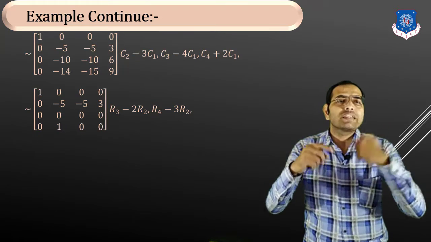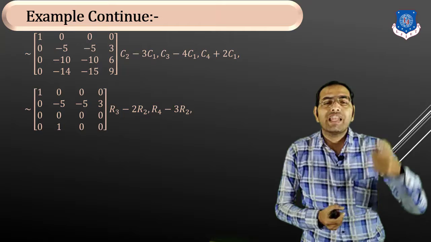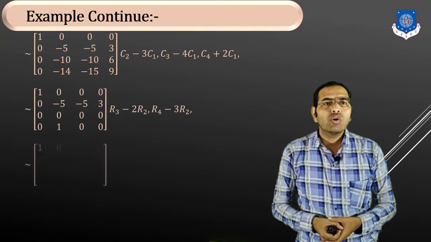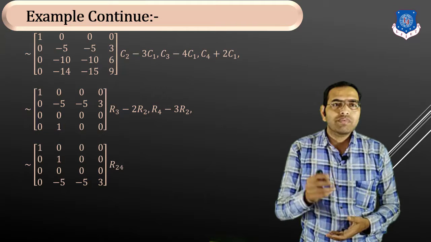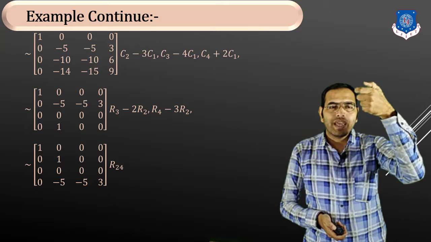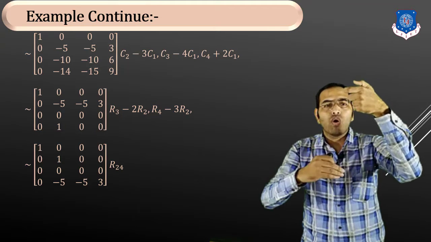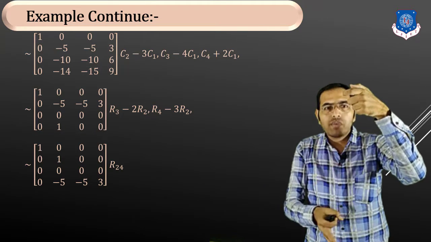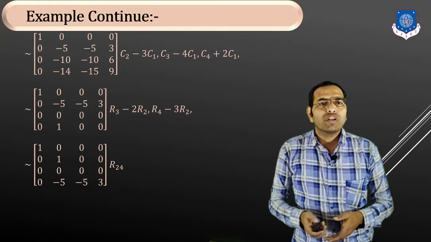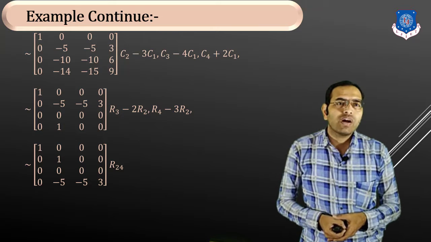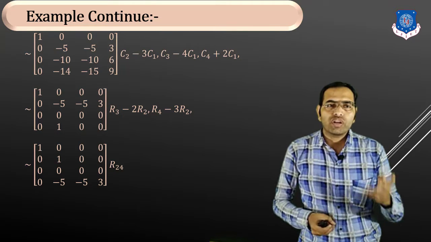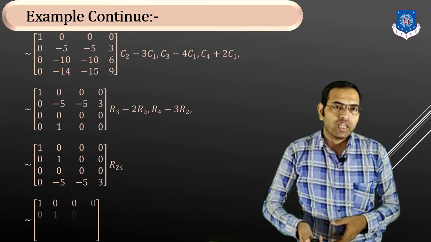Now, interchanging the fourth and second row to make the leading element 1 in the second row, that will give you 1, 0, 0, 0, 0, 1, 0, 0, 0, 0, 0, 0 and 0, minus 5, minus 5, 3. Now with the help of that leading element, make the minus 5 position in that column 0. For that, applying the operation R4 plus 5 R2, that will give you 1, 0, 0, 0, 0, 1, 0, 0, 0, 0, 0, 0, 0, 0, minus 5, 3.